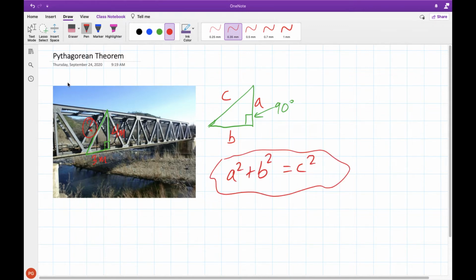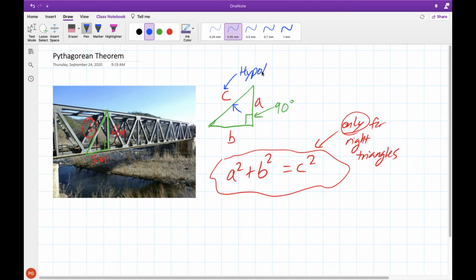This is the really famous Pythagorean theorem. One thing that's really important to remember is that this only works for right triangles. Now you'll notice here that this side across from these two is sort of special, right? Because it's the one that appears on this side of the equation, and this side across from our right angle has a special name. It's called the hypotenuse. The other two sides, A and B, these are called the legs of our triangle.